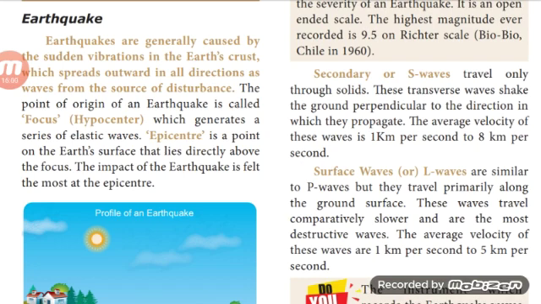How does it originate? It originates under the surface of the earth. The point where it originates under the earth is known as focus, and it travels straight or directly from the focus to the surface of the earth and reaches a point called epicenter. The impact will be felt on the epicenter only.